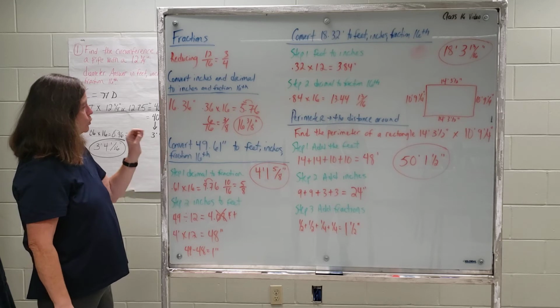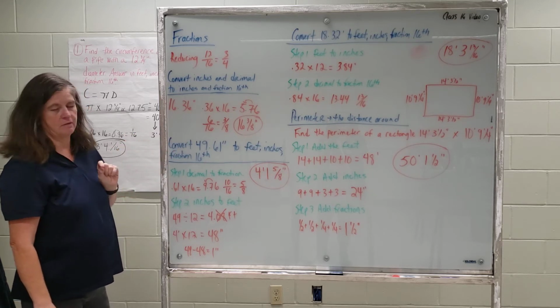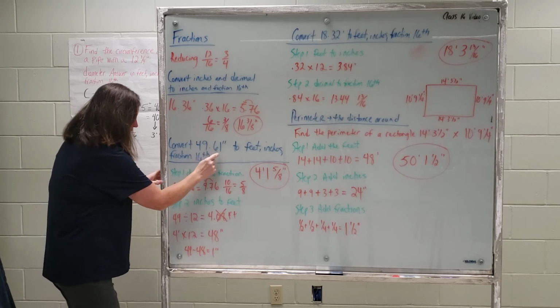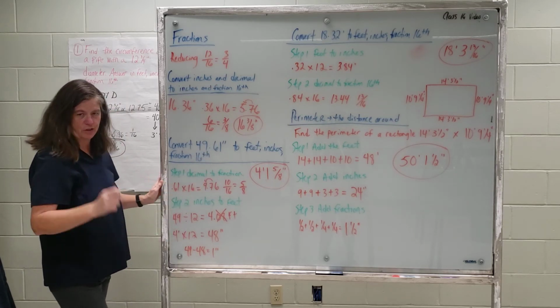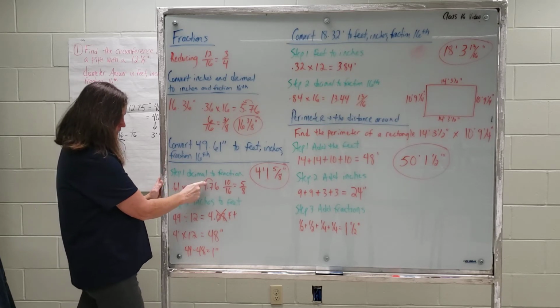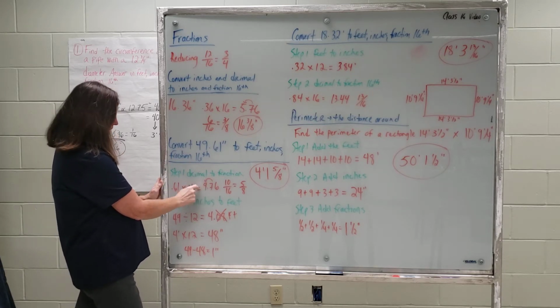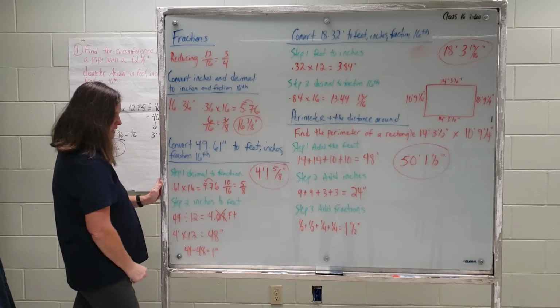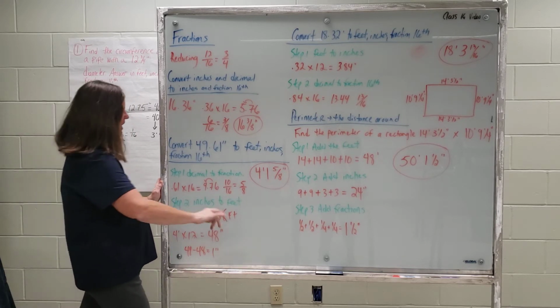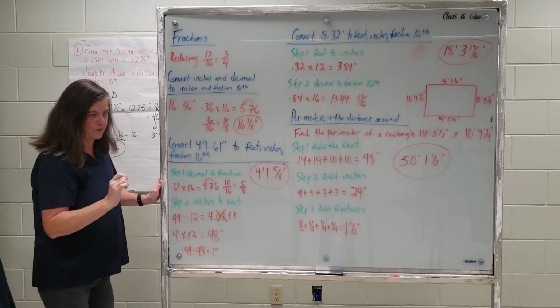Next one, convert 49.61 inches to feet inches in fraction. So we have to do three things here. Step one here is we're going to take our pretty little decimal and we're going to get it to a fraction. We know how to do it. 0.61 times 16. Again, this one is 9.76. So we have to round that up to 10/16, which will reduce to 5/8.